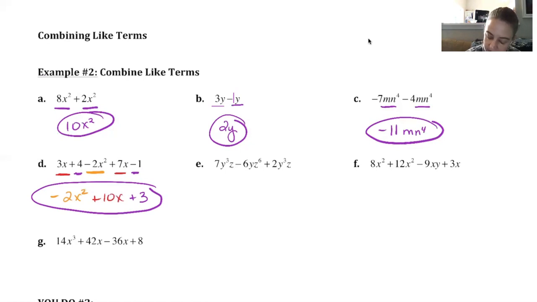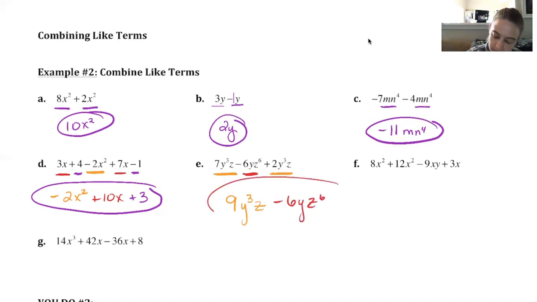So in letter E, I have a y cubed z, and over here is a y cubed z. So this is 9y cubed z. I don't change the exponents, those stay the same. And on this one, I have a -6yz to the 6th. Great job.